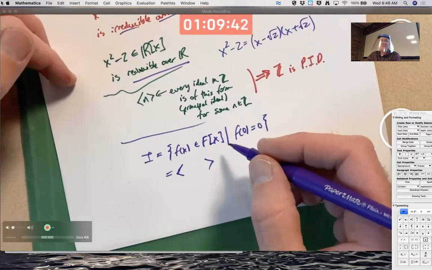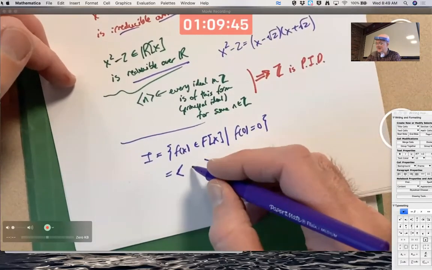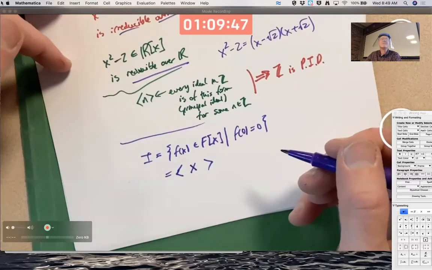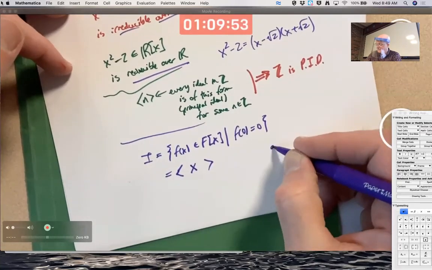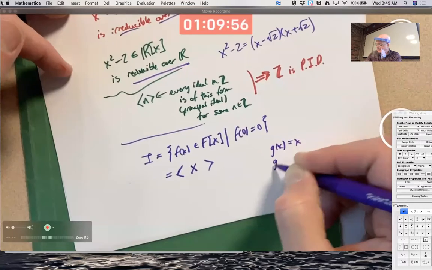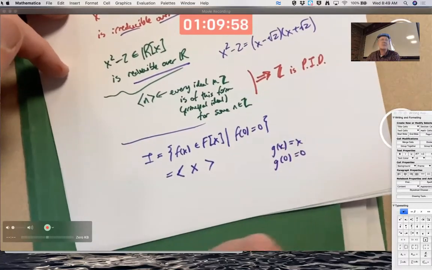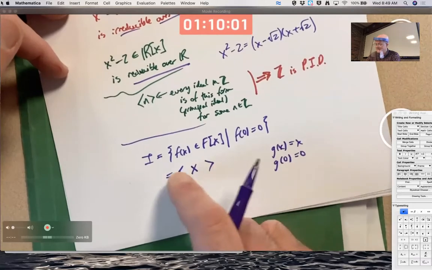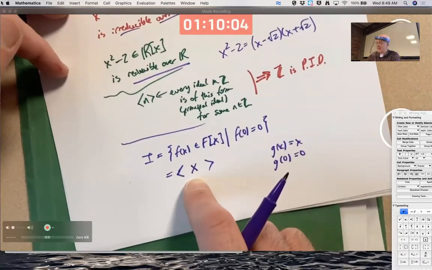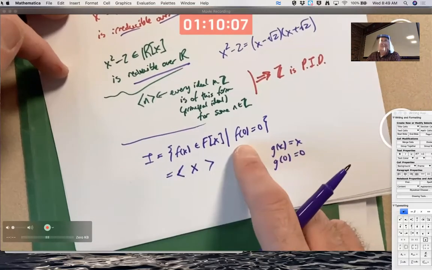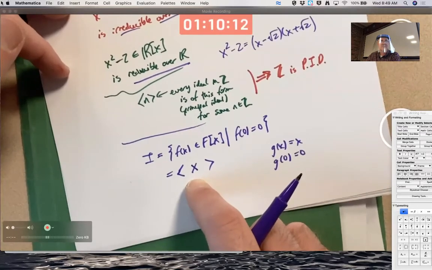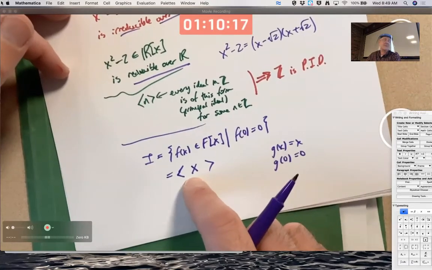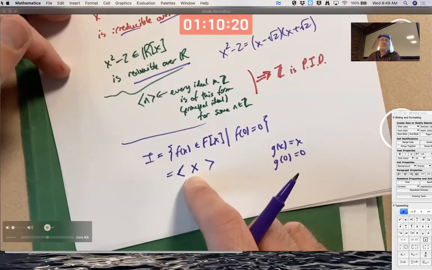The minimum degree polynomial that you can have is something to the first power, x, and x is in here because, if you plug 0 into g(x) equals x, you get 0. So x is one example, at least, of a polynomial of minimum degree in this ideal. And therefore, by the theorem we just looked at, this has got to be true. There could be other polynomials that could be used as generators, just like you do for cyclic groups.